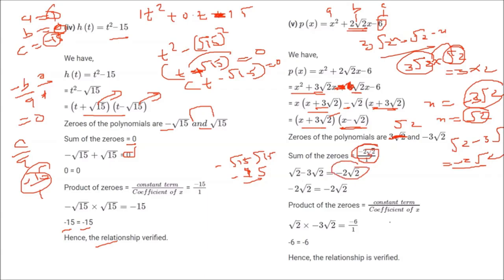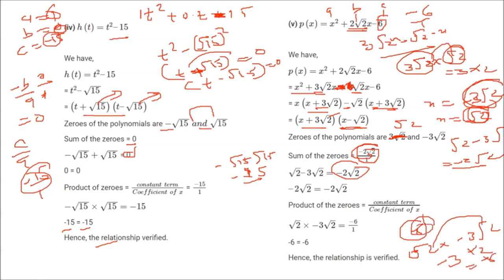Now product of zeros will be c by a. What is c? c is minus 6. So minus 6 by 1, so minus 6 has to come. And you see root 2 into minus 3 root 2 will be minus 3, root 2 into root 2 is 2. So you get minus 6. So both sides are equal.